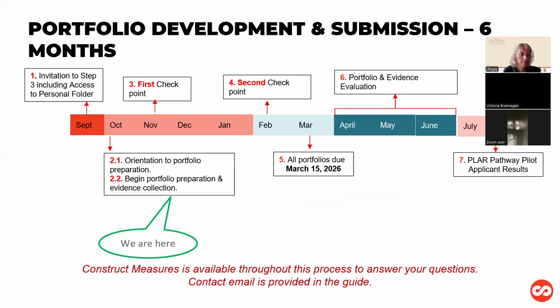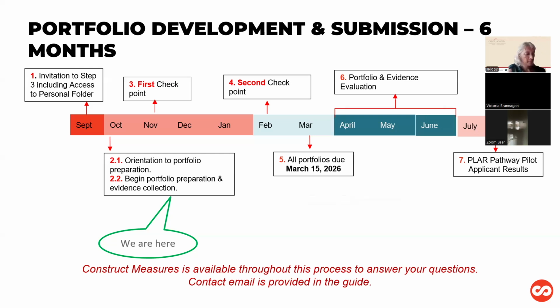Number 3, in November, we will have the first checkpoint. This is an early review to make sure everyone is on the right track, and it is an opportunity to ask questions, raise any issues, and get clarity. At this point, we are not sure what the checkpoint is going to look like, whether it will be a one-on-one or a group meeting, but we will let you know as soon as possible.